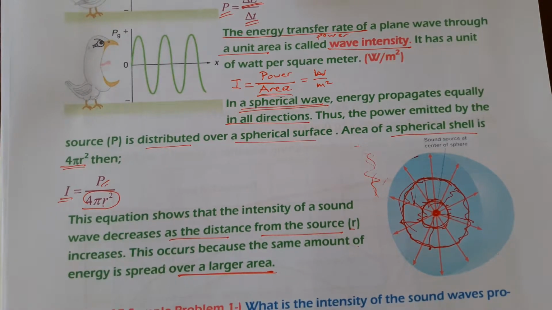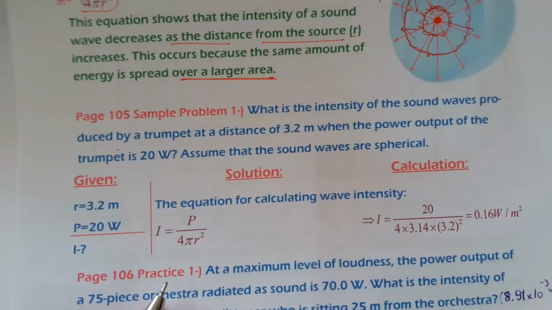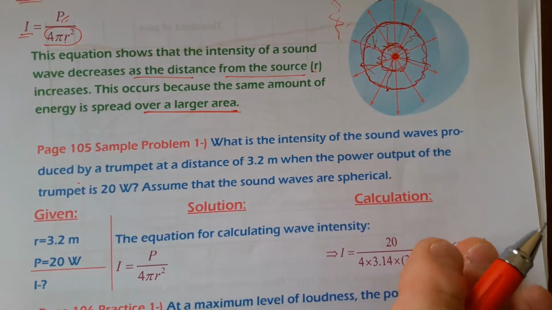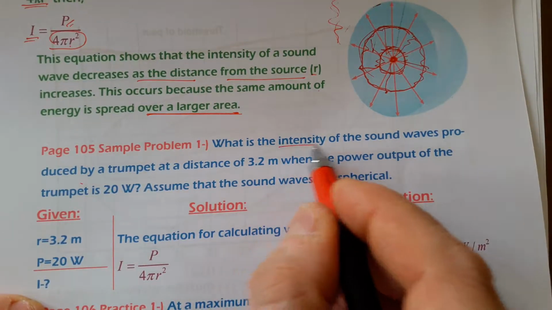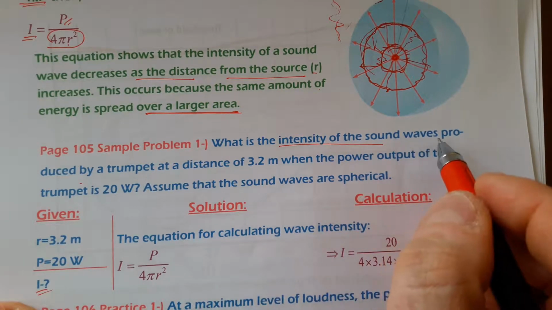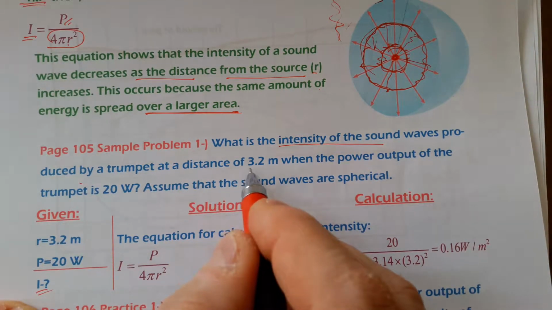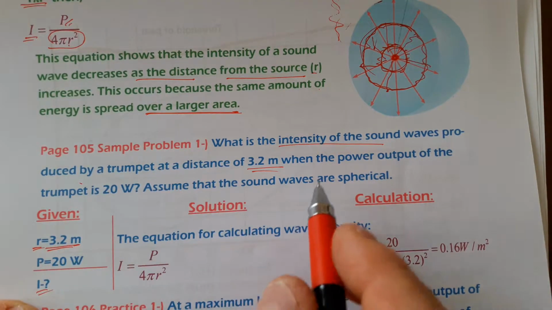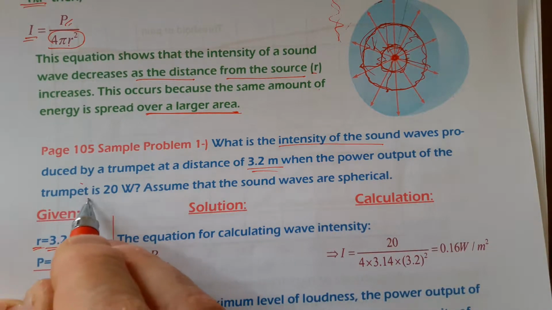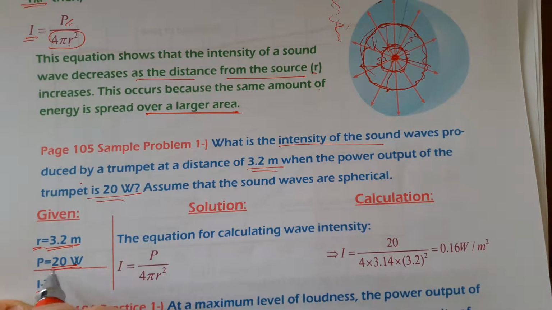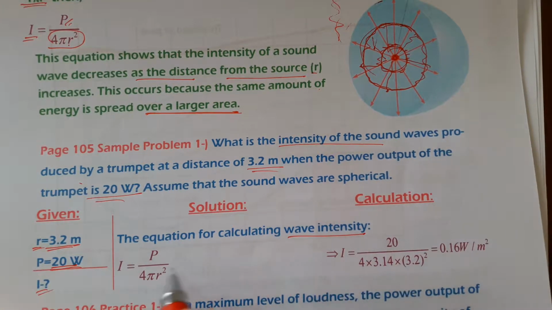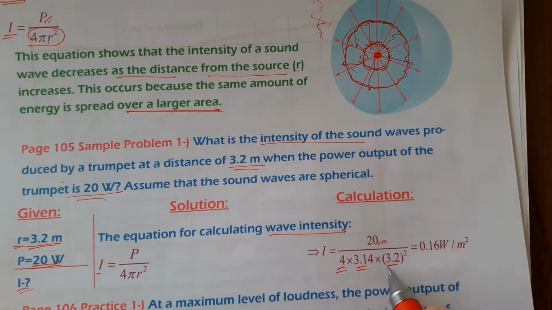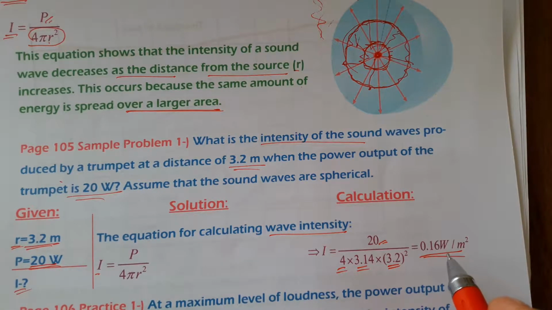Now, let's solve a problem. Sample problem 1: calculate the intensity I of a sound wave produced by a trumpet at a distance of 3.2 meters. So the distance to the source is 3.2 meters, which is the radius in this equation. The power output of the trumpet is 20 watt. The equation for calculating wave intensity is I equals power divided by 4 pi r squared. Power and r are given, so you calculate the answer as 0.60 watt per meter squared.